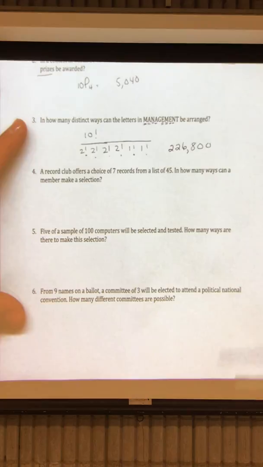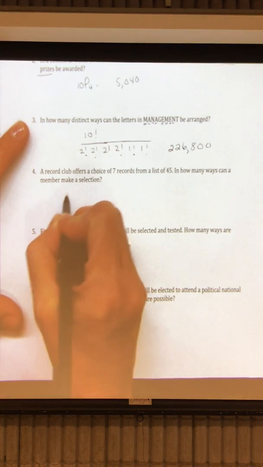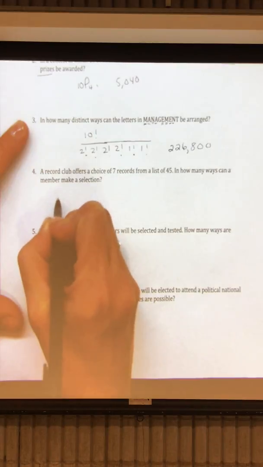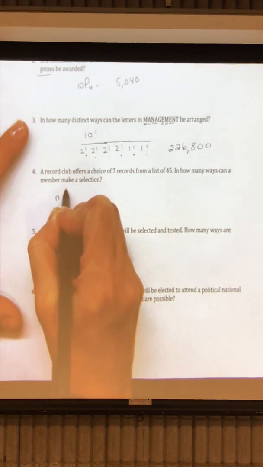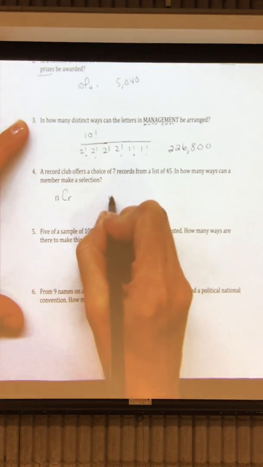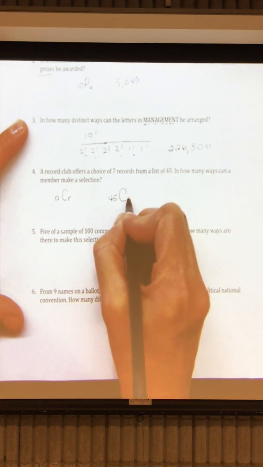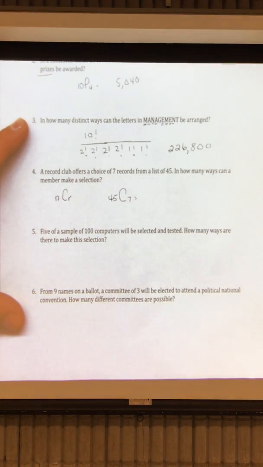Number 4. A record club offers 7 records from a list of 45. So here, how many ways can the member make a selection? Order is not important here, so you're going to use combinations. So when order is not important, you're going to use nCr. So n is your total, which is 45, and you're choosing 7 records from a total of 45.